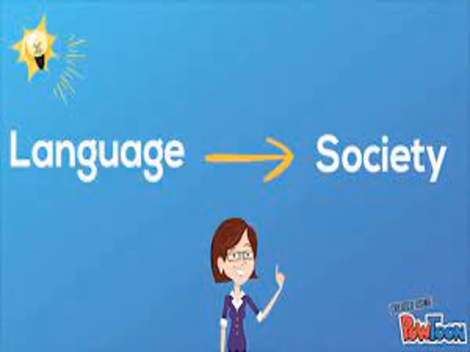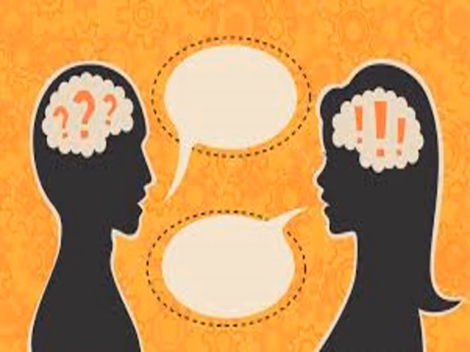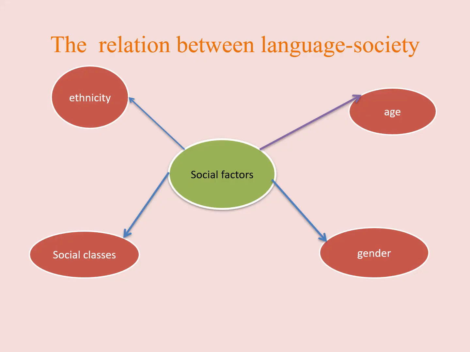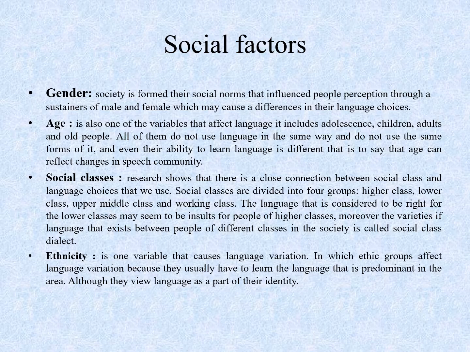Now we pass to see the relationship between language and society, in which we will see both social factors and social dimensions. So this picture refers to different questions that come to our mind about social factors. Here in the social factors we will introduce age, gender, social classes and ethnicity. First, let's begin with gender.